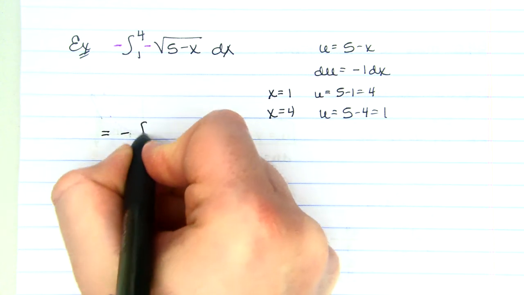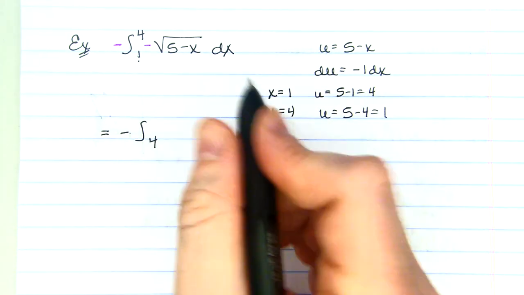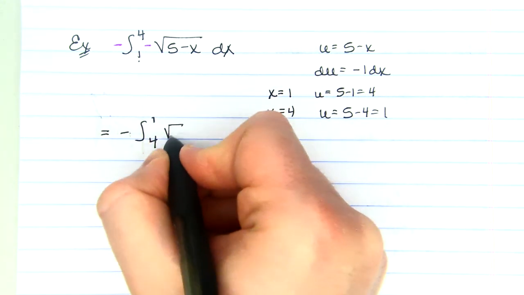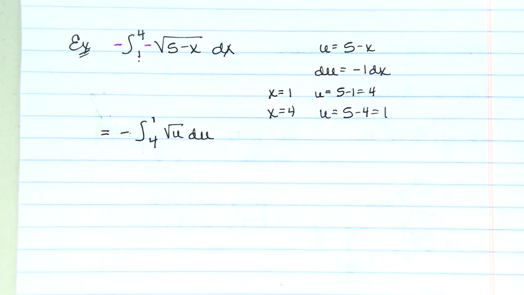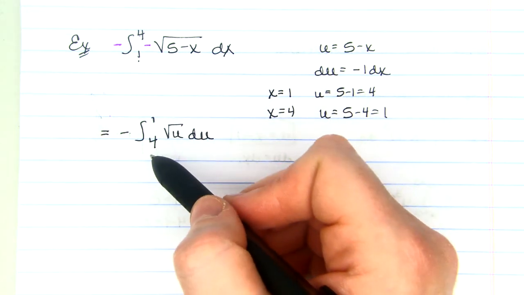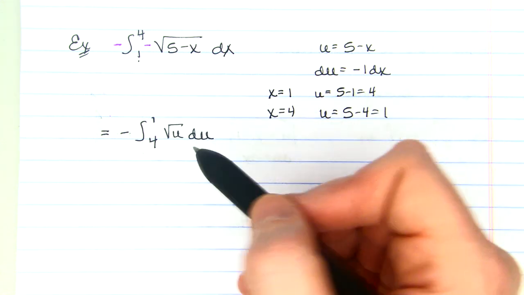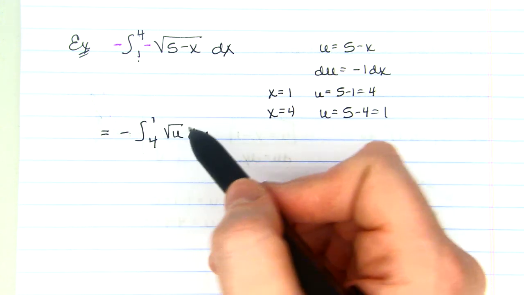I'm going to get negative the integral. X equals 1 became u equals 4, so a 4 down there. X equals 4 became u equals 1, so a 1 up there. Square root of u du. Now, you're probably looking at this and realizing you don't like this very much. You want the 1 on the bottom, the 4 on the top. You're absolutely welcome to switch that and switch the sign of your integral to do the integral from 1 to 4 of the square root of u du.